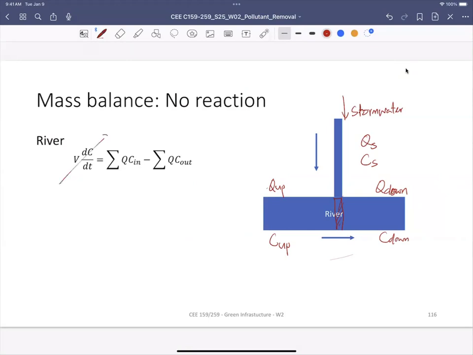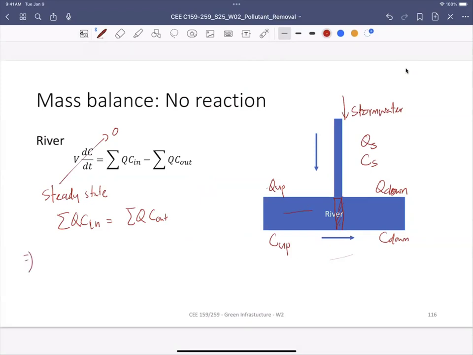Basically, here we assume steady state and instant mixing, so there is no change. The sum of the mass coming in has to equal the sum going out. So again, this is steady state. That means QC in has to be QC out. All the flow rate coming in must be all the flow rate leaving the system, and the pollutant is conserved.